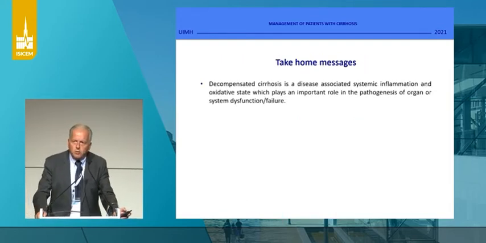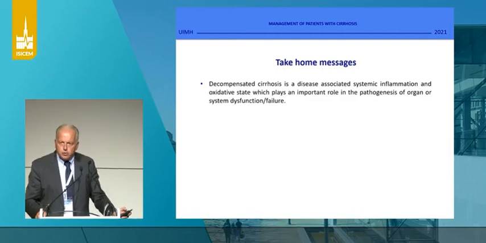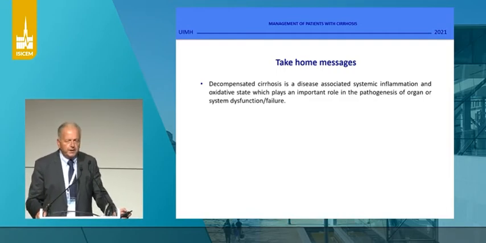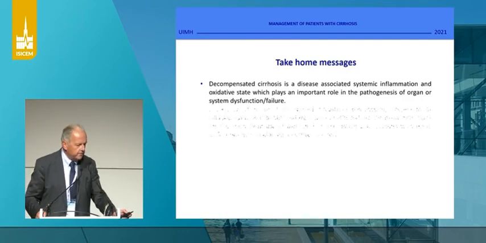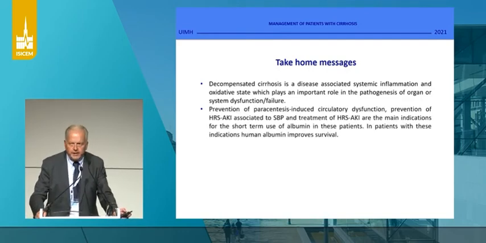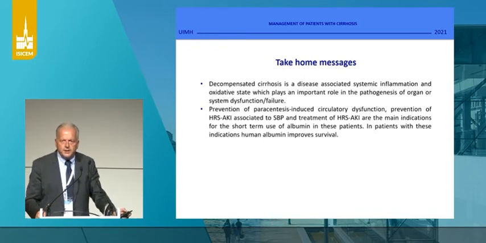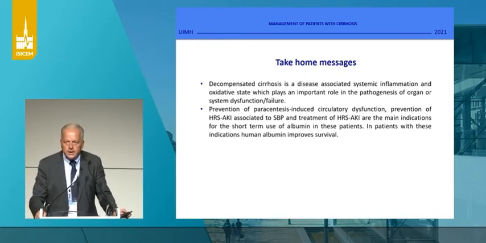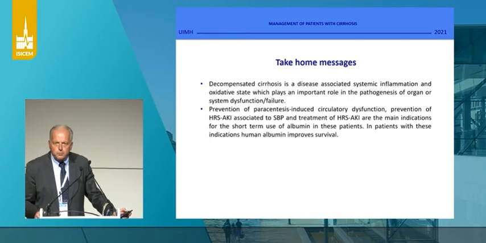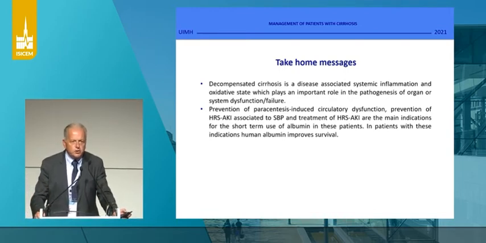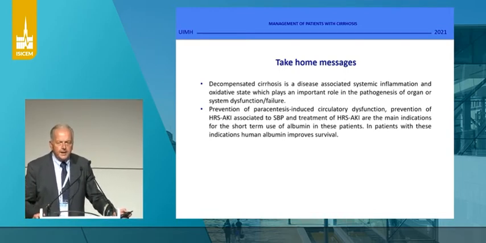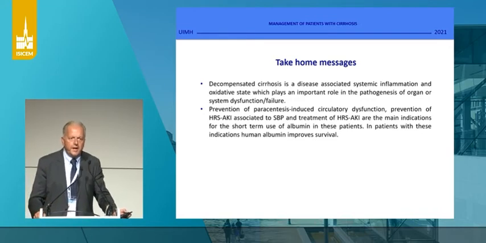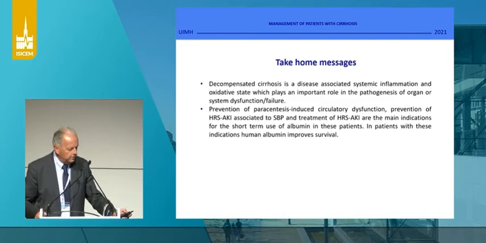Decompensation of cirrhosis is not only related to a progressive increase in portal hypertension, but also to systemic inflammation and oxidative stress. Short-term use of albumin is a well-recognized therapeutical option in the prevention of post-paracentesis circulatory dysfunction, in the prevention of AKI, and in the treatment of HRS-AKI. In all these conditions, albumin improves survival.